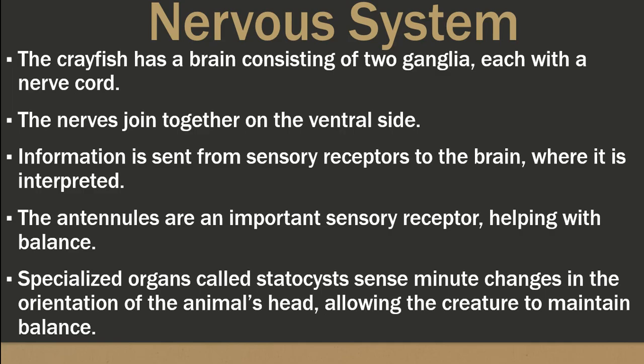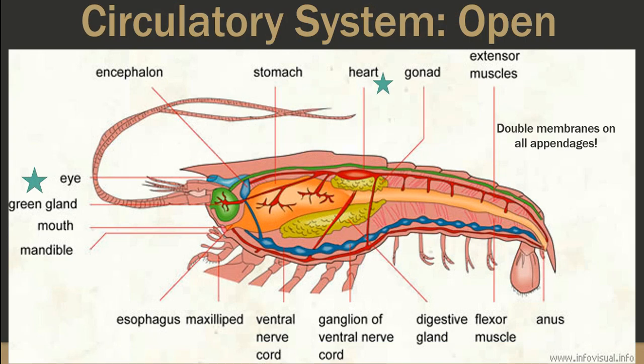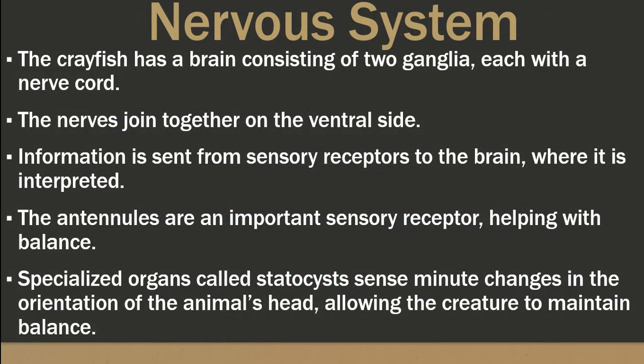All right, their nervous system, they have a brain. Let's go back right here. Do we see it in the picture? Encephalon, that would be it right there. And our ganglion. Okay, so the encephalon, that's the brainish part. Notice that the eye is next to it, which is a sensory organ. It's part of the nervous system. It's going to send that down to that ventral nerve cord right there. And we see ganglia are just going to be those bulges that are going to send information down. Okay, so two ganglia, each with a nerve cord, and the nerves joined together on the ventral side.